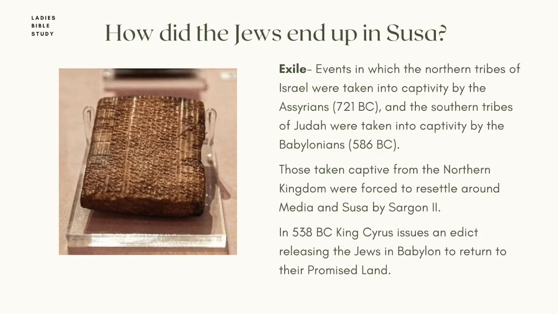Now, this picture right here, this weird tablet thing, has cuneiform on it. This is actually the proclamation from the king that released the Jewish people back to Israel. It still exists. That's pretty crazy.